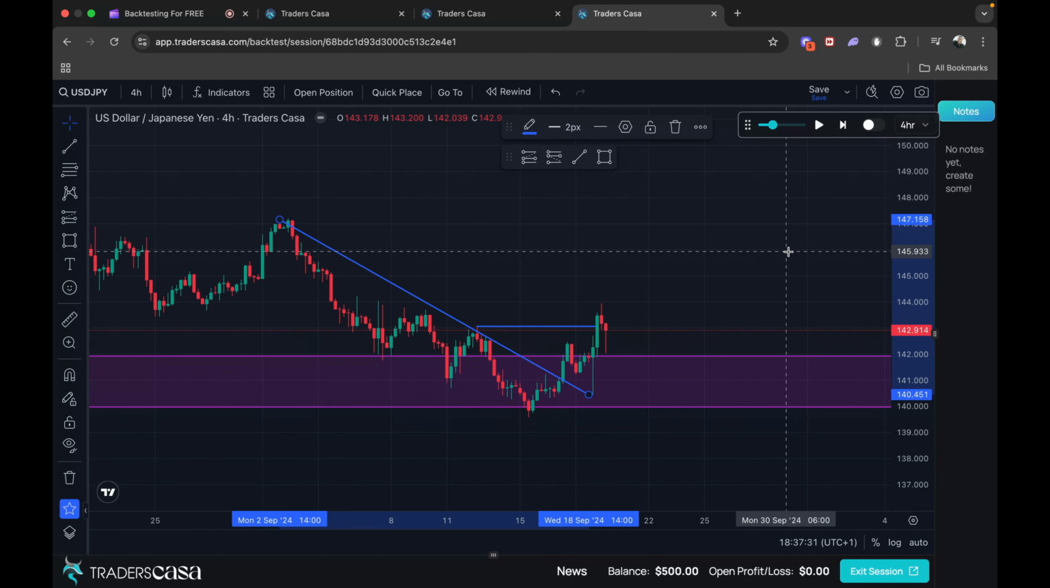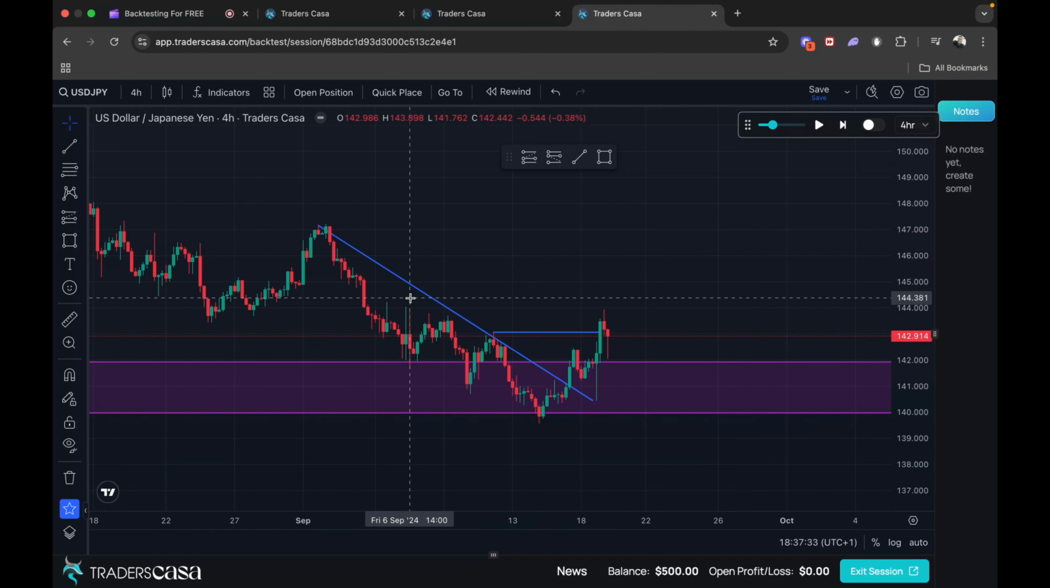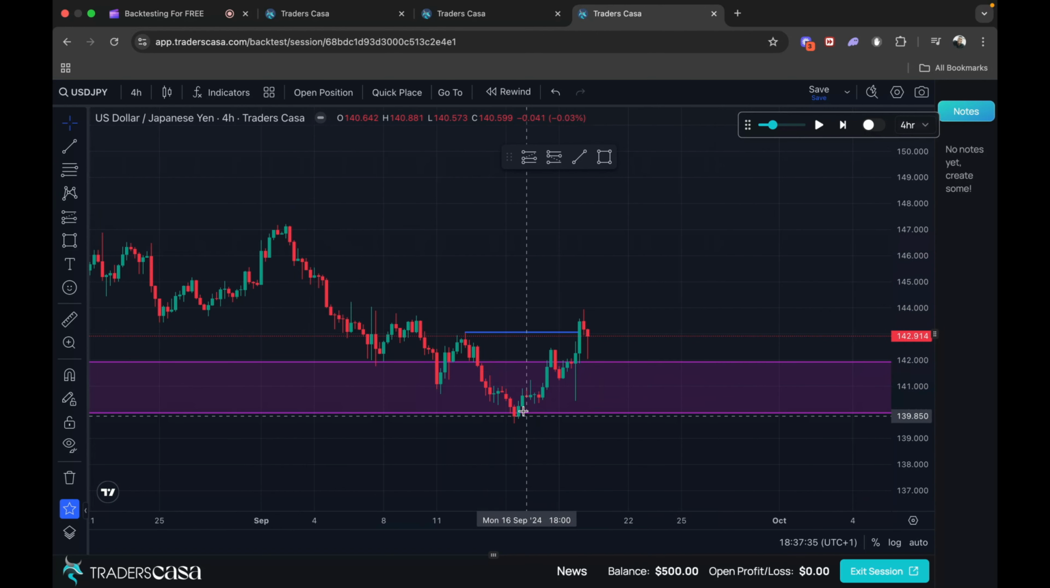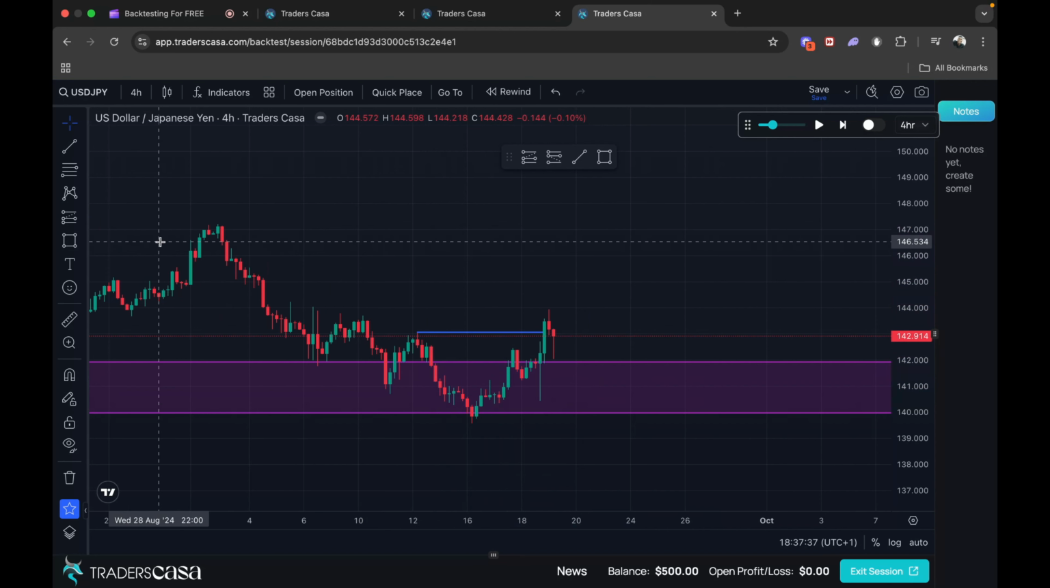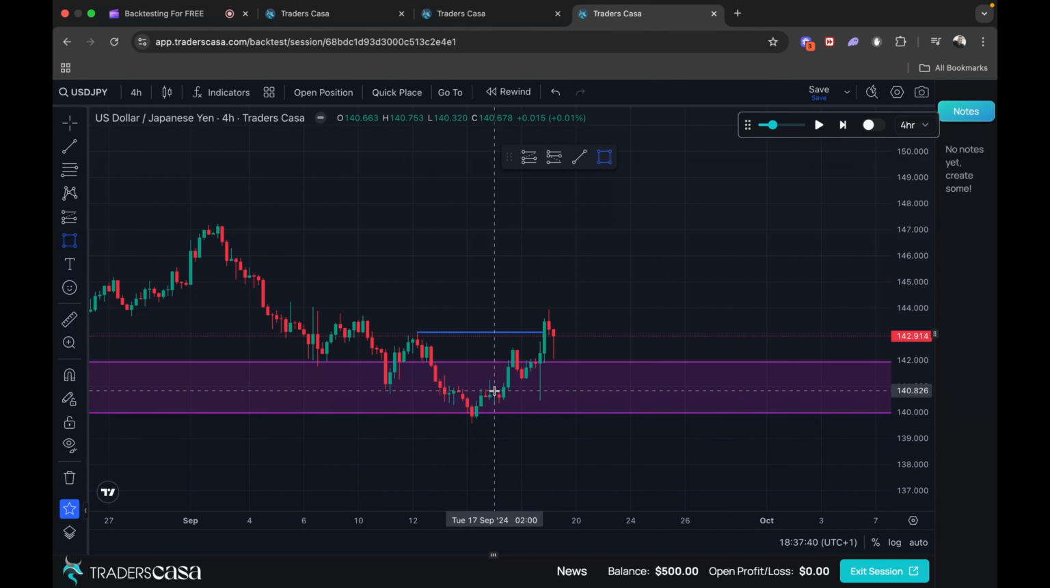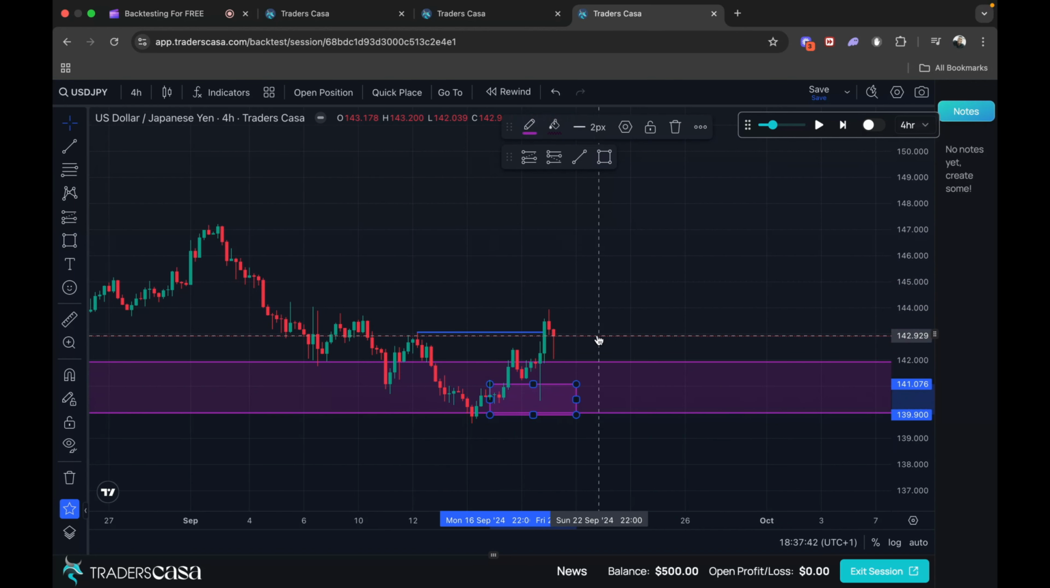Remember, we have to just sit on our hands and watch price and see what price is actually doing before we take action. Now that I've seen a break of structure, I can see price coming and tapping into this block, or that other block.